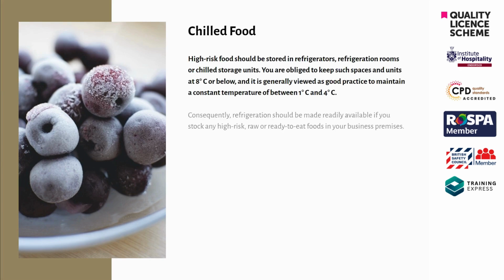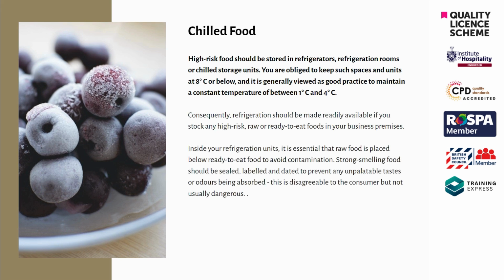Chilled food. High-risk food should be stored in refrigerators, refrigeration rooms, or chilled storage units. You are obliged to keep such spaces and units at 8 degrees Celsius or below, and it is generally viewed as good practice to maintain a constant temperature of between 1 degree Celsius and 4 degrees Celsius. Consequently, refrigeration should be made readily available if you stock any high-risk, raw, or ready-to-eat foods in your business premises.